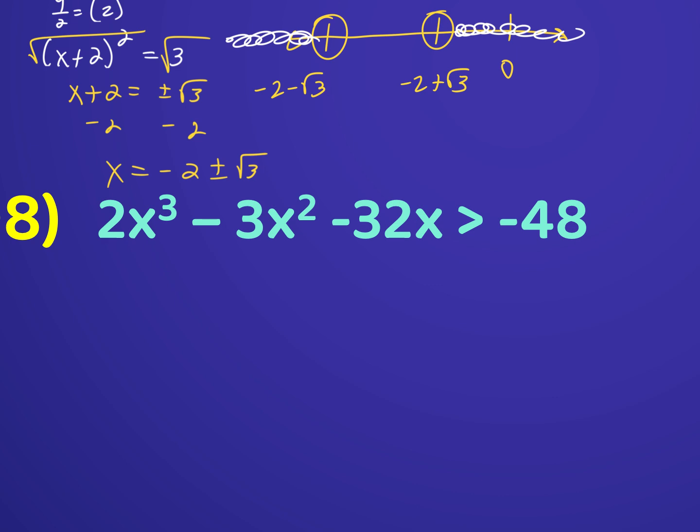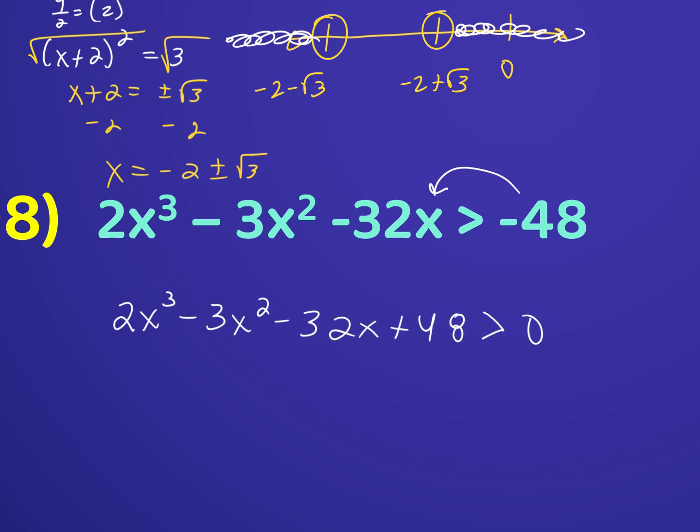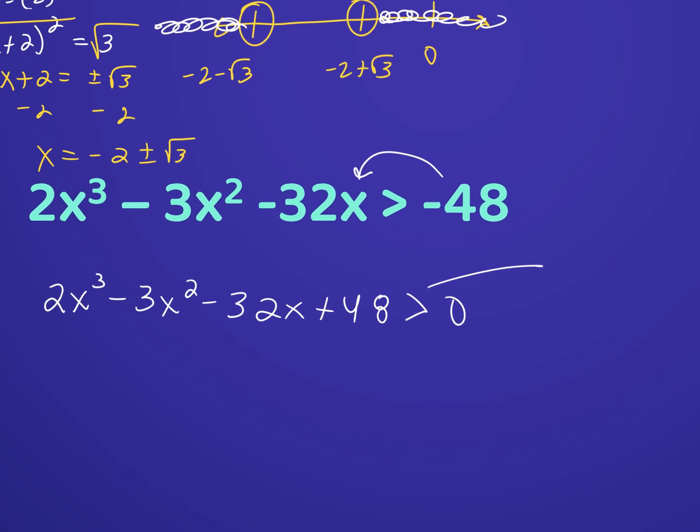But the first thing I have to do before I do anything is what? Not yet. I've got to add the 48. I've got to move this over. I have 2x cubed minus 3x squared minus 32x plus 48 is greater than 0. We still know that this is what kind of a circle? Open or closed?